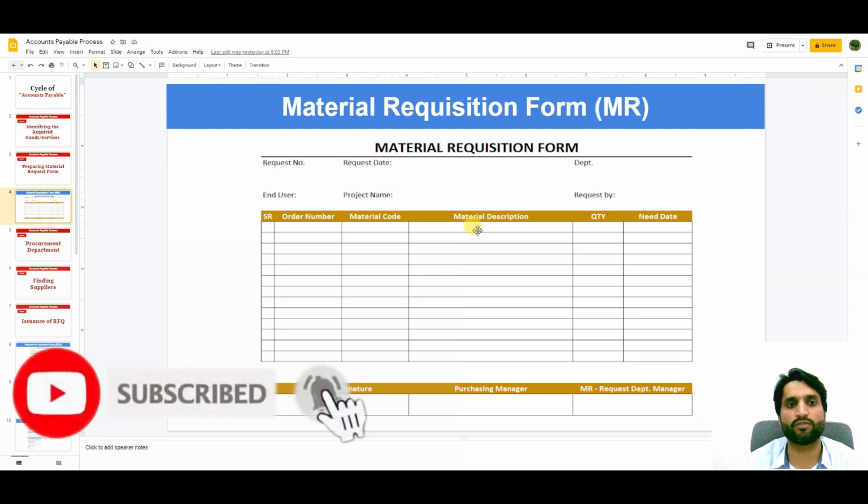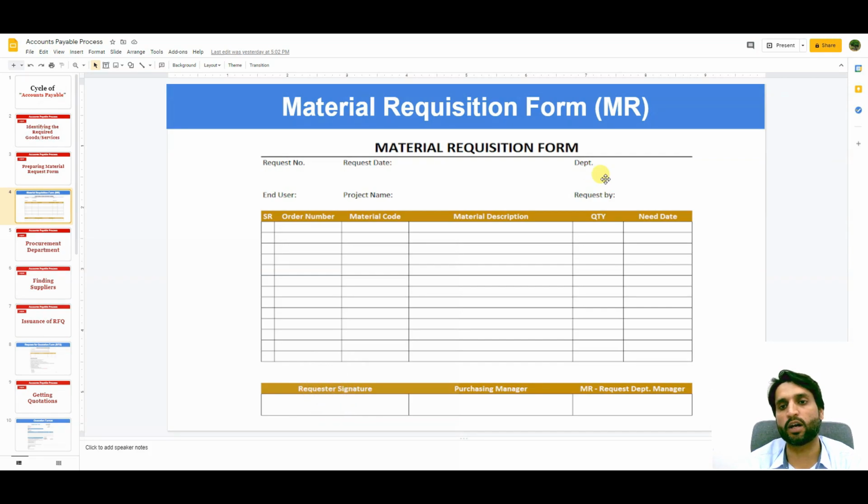This is a material request form. There should be a request number, request date, department, which department requires the material, and the end user of that material. Project name and requested by, who is requesting. They have to mention the order number, material code, material description, how much quantity they need, and when they need this material. And here are the signatures of the management: requester signature, purchasing manager, and requesting department manager. So this is the material request form which they fill to request any material.